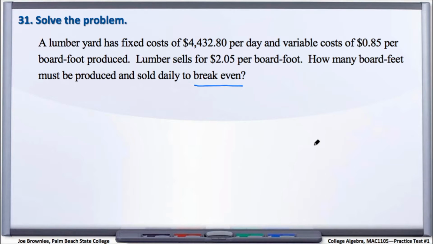Now, if you haven't watched video number 30, go ahead and take a look at video 30, because I go into more in-depth explanation of what the break-even point is and how to find it. So I'm not going to do that in this video.